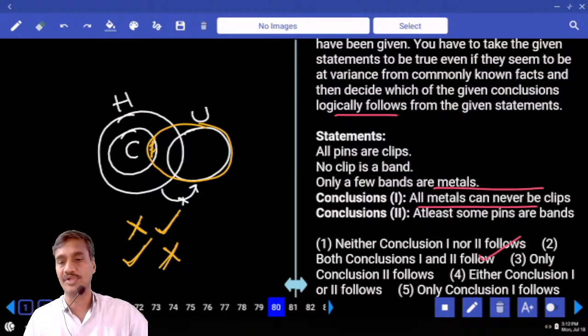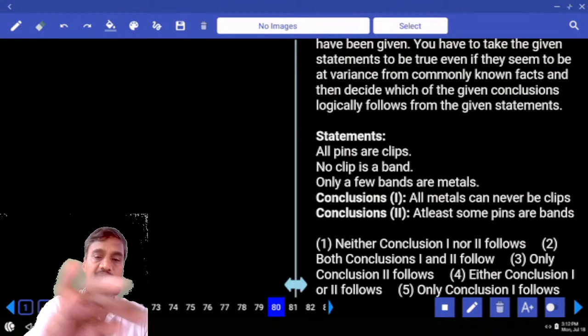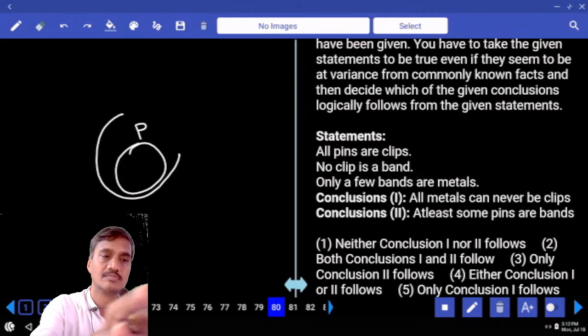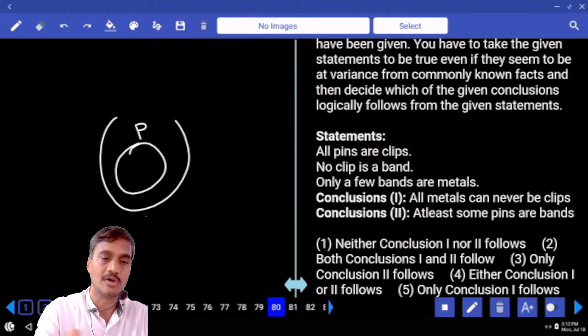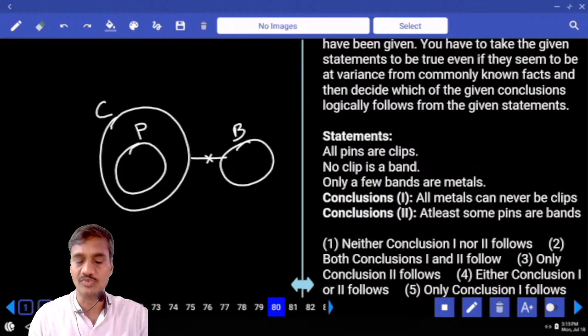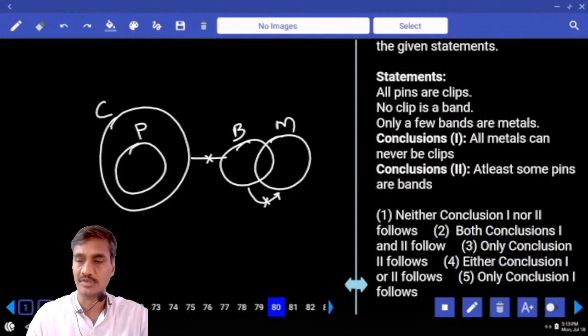The next one, coming to 80, all pins are clips. Now in question number 80, all these pins are clips. No clip is a band. No intersection between clip and a band. And only a few bands are metals. Only some of the bands are metals, but not all. And all metals can never be clips. Can stands for what? Possible.